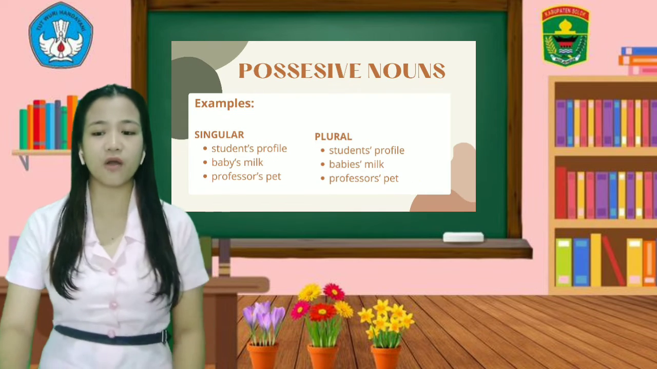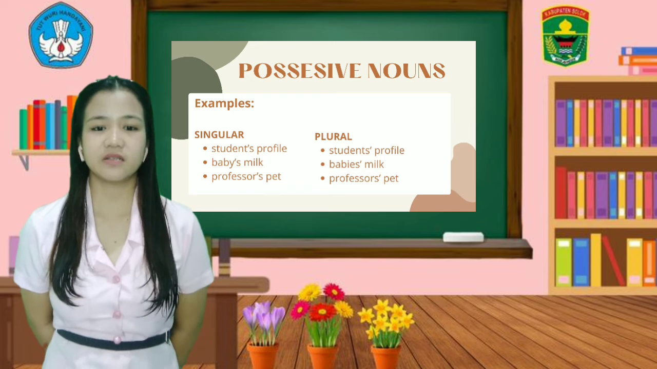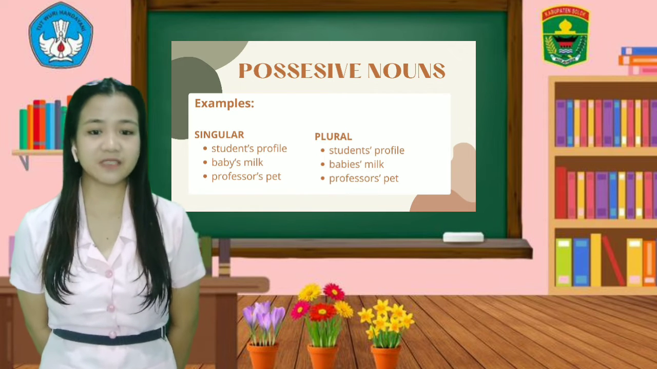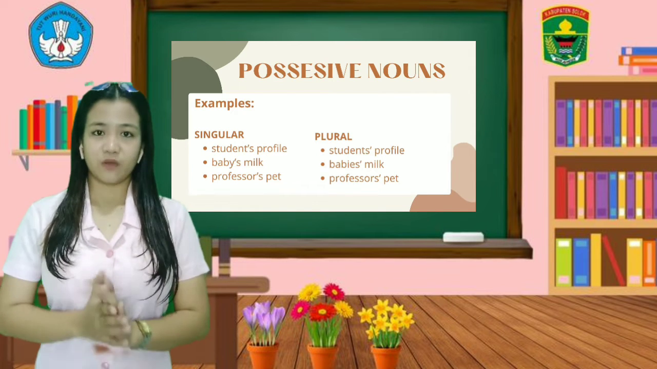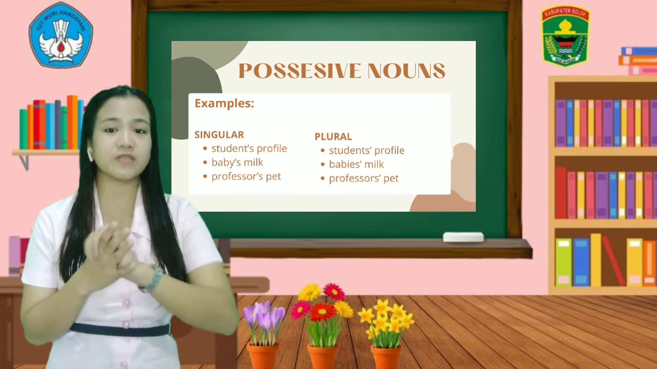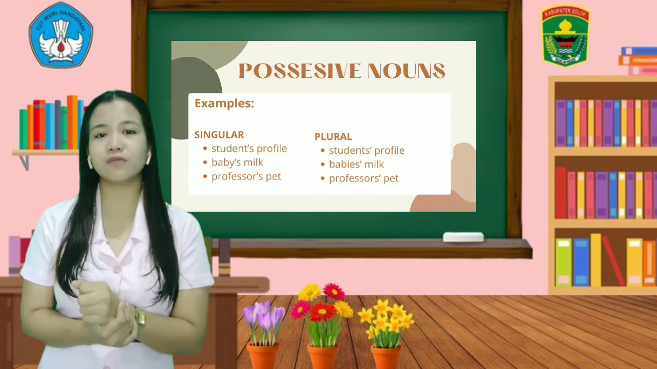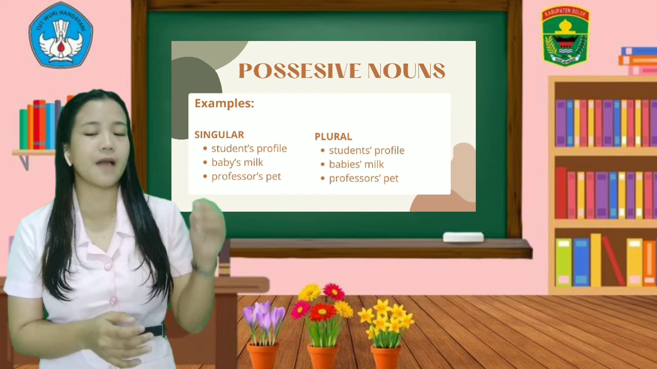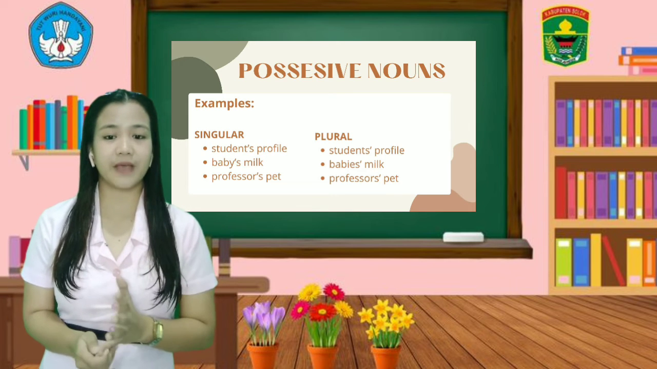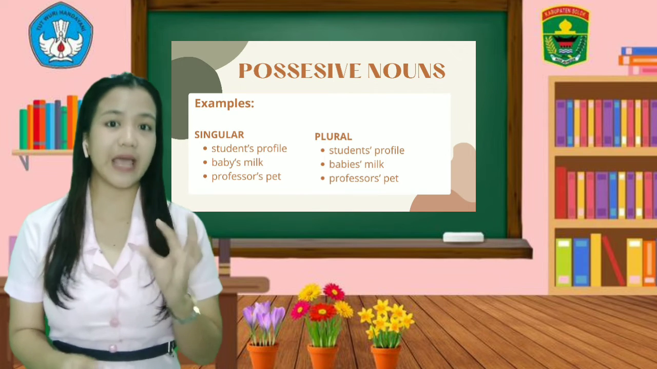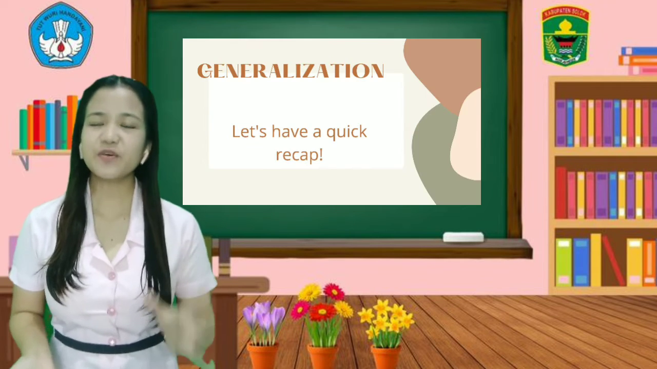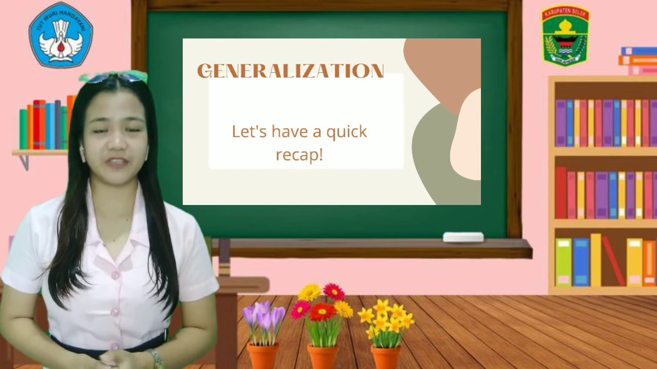I have here some of the examples. A student's profile, baby's milk, professor's pet. Those are examples of singular possessive nouns. But when we say plural possessive nouns, we have students' profile, babies' milk, professors' pet. Okay? Only the apostrophe. Now, who can give me a quick recap for our topic for today?